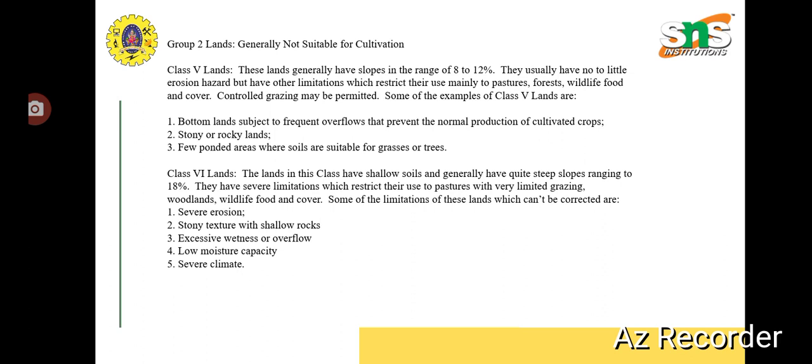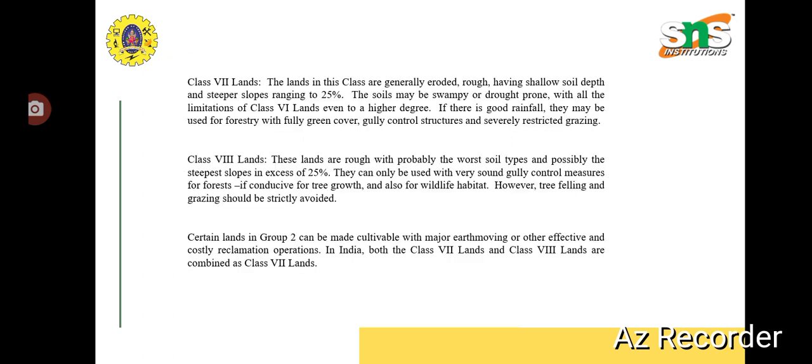Class 6 has shallow soils and generally quite steep slopes ranging to 18 percent. They also have severe limitations which restrict their use to pasture with limited grazing, woodlands, wildlife food and cover. Some limitations of these lands which cannot be corrected are severe erosion, stony texture with shallow rocks, excessive wetness or overflow, low moisture capacity, and severe climate.